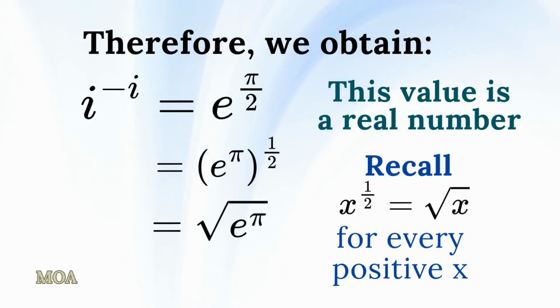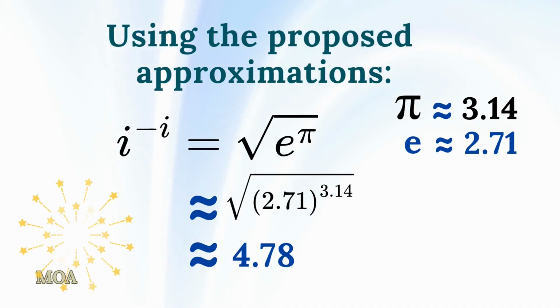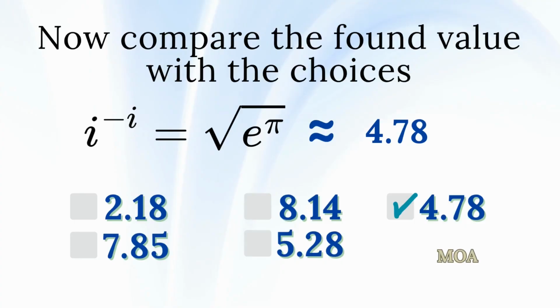We can also express this as the square root of e raised to the power of pi. Using the proposed approximate values of e, which is 2.71, and pi, approximated to 3.14, the square root of e to the power of 3.14 gives a value close to 4.78. Now let us compare this result with the proposed choices. Therefore, e to the power pi/2 is approximately equal to 4.78.